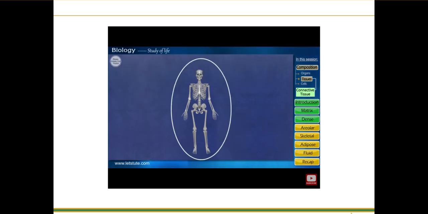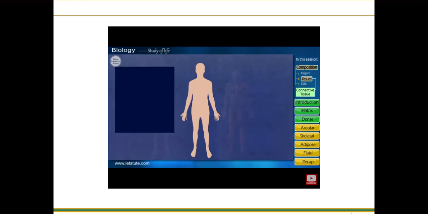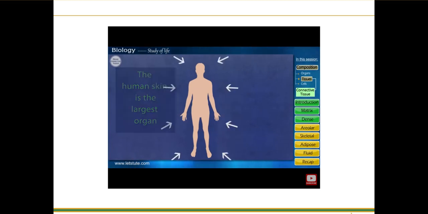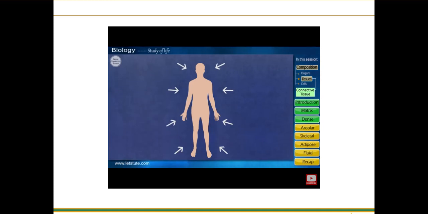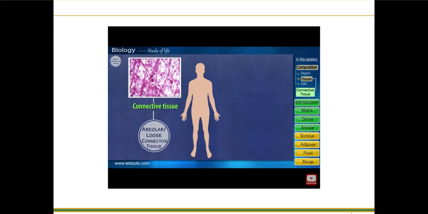To protect our bones and muscles, our skin comes into the picture. The human skin is the largest organ. But ever wondered how does it just stay there? The skin is connected to our muscles with a type of a connective tissue. The cells in this tissue float in a gel-like medium which is loose, and hence this tissue gets its name as an areolar or loose connective tissue.